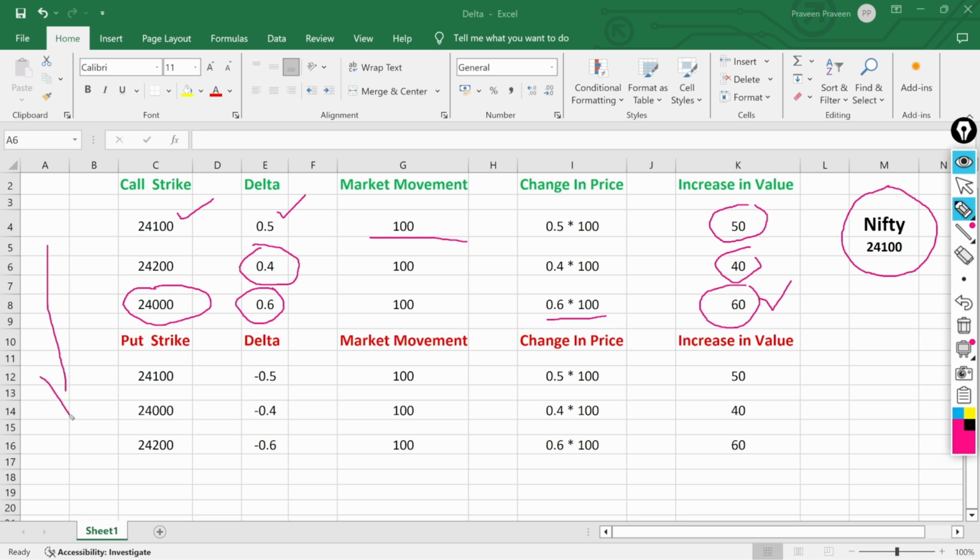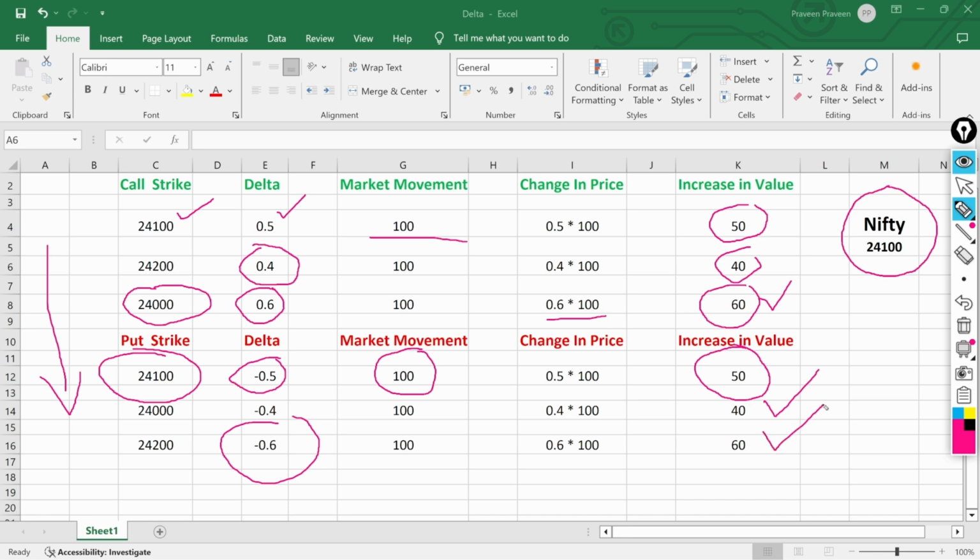This is the same with respect to the put option as well. The only difference is that the put options will gain value if the market goes down. For example, if someone has bought a put option of 24,100 strike, that is at the money, of delta 0.5, and the market goes down by 100 points, then that particular option premium will increase by 50 points. Likewise, if you buy a 0.4 delta, then the option premium will increase by 40 points. If you buy a 0.6 delta, then the option premium will increase by 60 points. With this example, we can clearly say that delta defines how much the option premium should change with respect to the movement in the underlying asset.